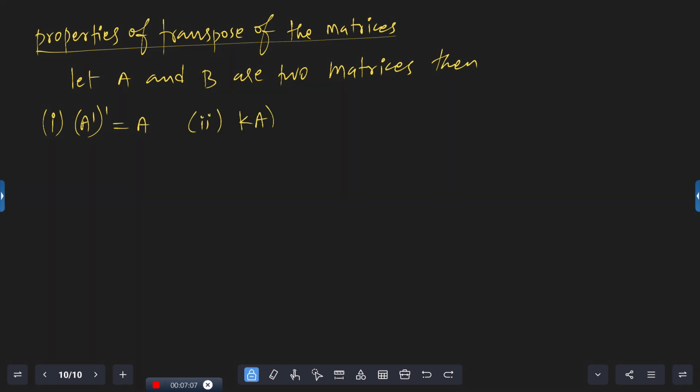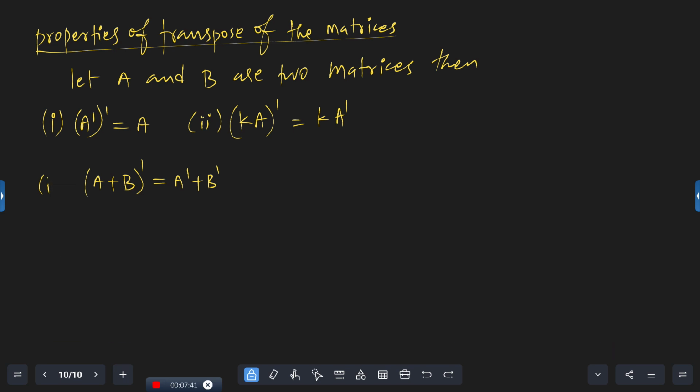Scalar. When we have a scalar K, if you take a transpose, you can multiply K inside and later take the transpose of A, or you can leave K outside. For a matrix alone, you can take the transpose. Also correct. And the next one, when we have addition or subtraction, the transpose applies as A transpose plus B transpose. Separately find the transpose and add, or add and find the transpose, you will get the same.